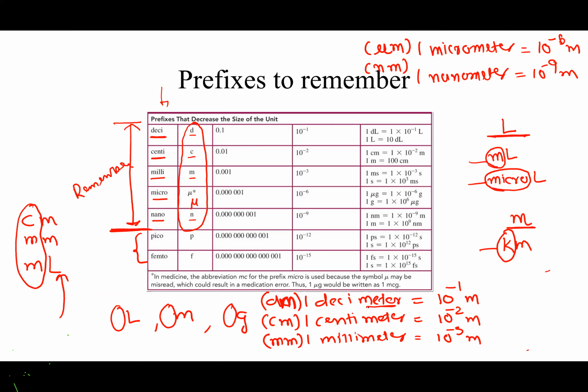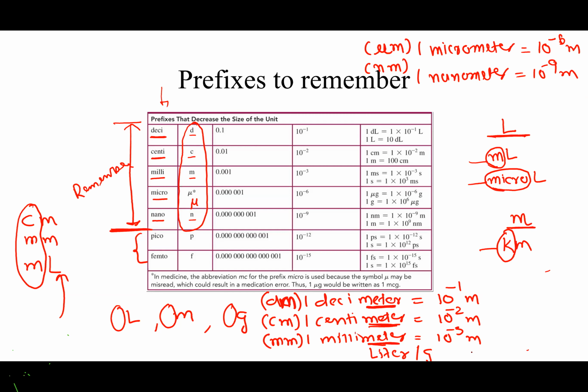It is not just meter where you can apply these prefixes. You can also apply all of these prefixes in front of liter or in front of gram. So 1 milligram is equal to 10 to the power of -3 gram. You can say 1 milliliter is equal to 10 to the power of -3 liter. Do you guys understand this? Yes, sir.